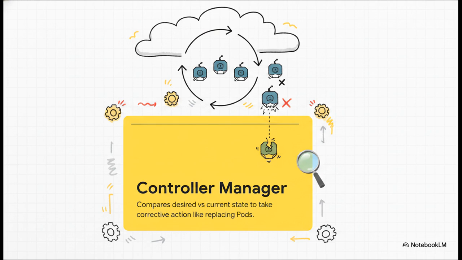Imagine you deployed a web app and you ask for 3 pods, but suddenly a node crashes, taking one of those pods down with it. The controller manager instantly spots that discrepancy. It obsessively compares your desired state, which is 3, against the current state, which is now 2. And without a single bit of human intervention, it kicks off the process to spin up a replacement and get you right back to 3.